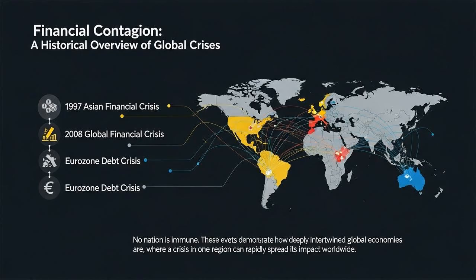The term financial contagion really entered the mainstream during the 1997 Asian financial crisis. The collapse of the Thai baht triggered a domino effect across East Asia, even rattling markets as far away as Russia and Brazil. This event, along with the 2008 global financial crisis and the Eurozone Debt Crisis, taught us a stark lesson. In the modern economy, no nation is an island.